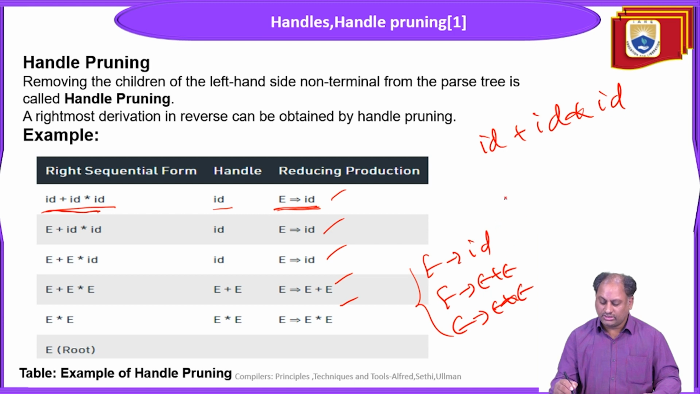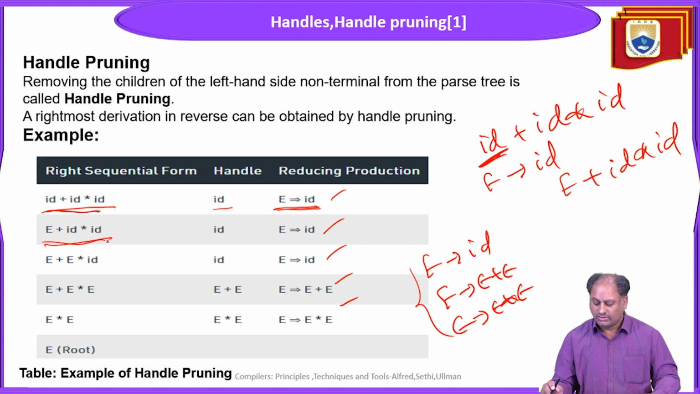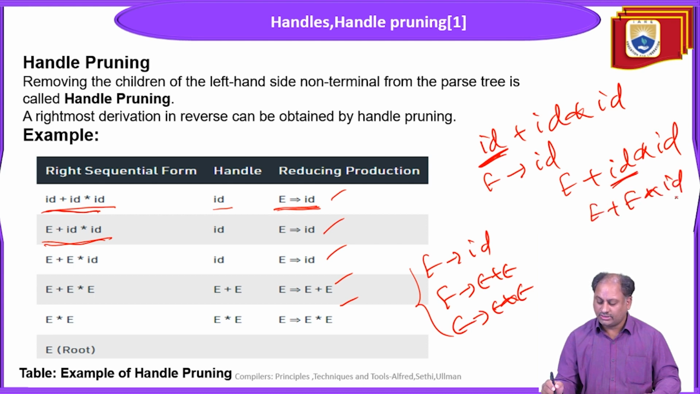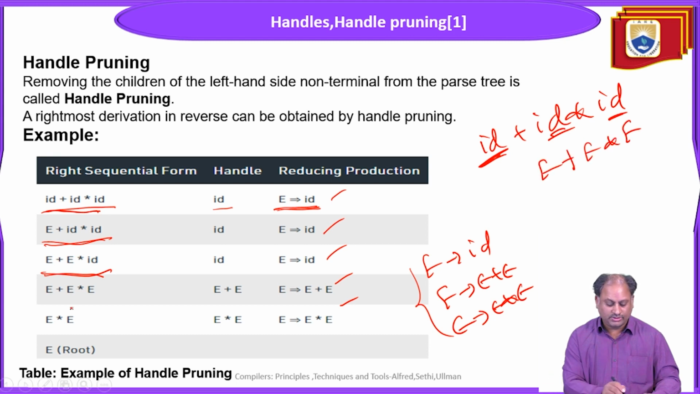Here we know that E derives id. Since E derives id, we applied it and got E plus id star id, the second entry. We can also apply one more, E plus E star id, where we applied the same E derives id. In the third case also we applied E derives id. Finally, what we get is E derives E plus E star E.